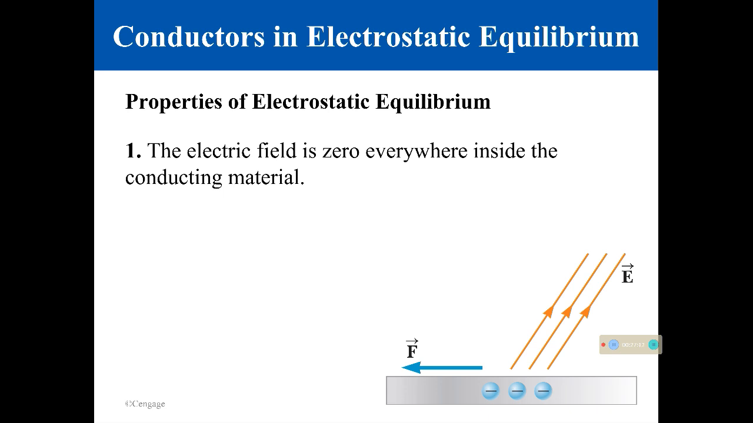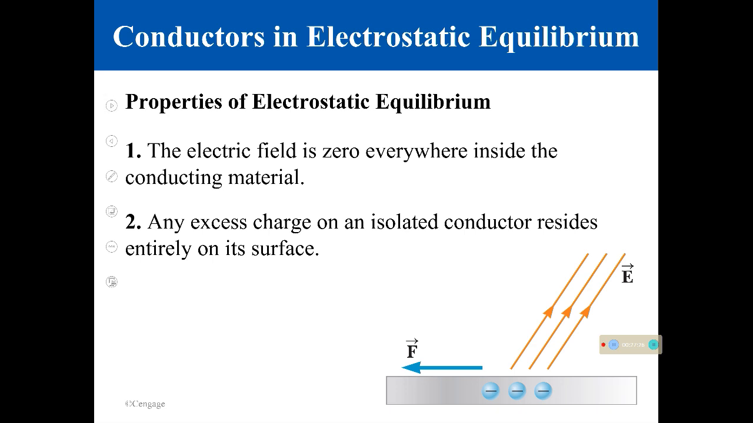Okay, so what are the rules? The electric field is 0 everywhere inside the conducting material. That's actually, I hate the fact they started with that one. That's not the right one to start with. Also, I don't know why that picture's down there. This feels very out of order. We should start with 2. Number 2, any excess charge on an isolated conductor resides entirely on its surface.